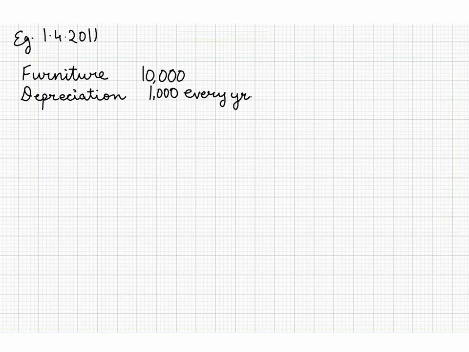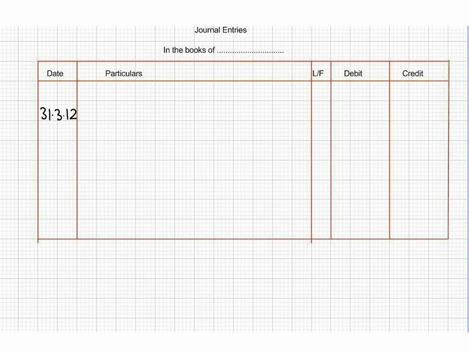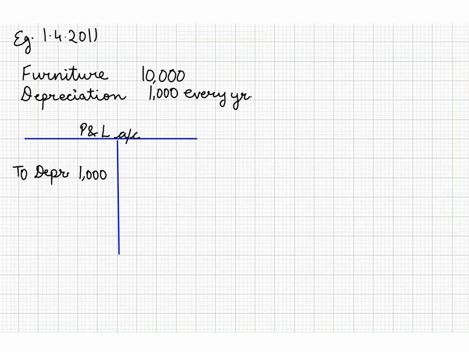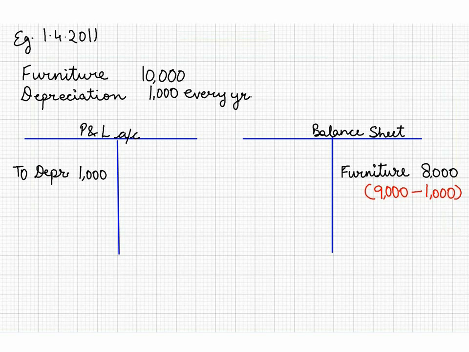Next year, 31st March 2012. One more year has passed. What will you do today? You will provide depreciation of rupees 1,000. So first of all, pass the journal entry. Depreciation account debit to furniture, rupees 1,000. And this 1,000 will be taken to the profit and loss account debit side because we have to reduce the profit. Secondly, in the balance sheet, furniture on asset side will be shown at rupees 8,000 because last year the value was rupees 9,000 and now its value is only rupees 8,000.